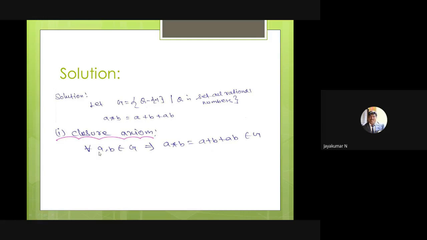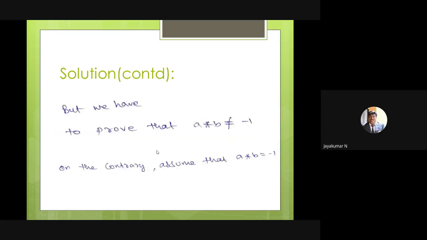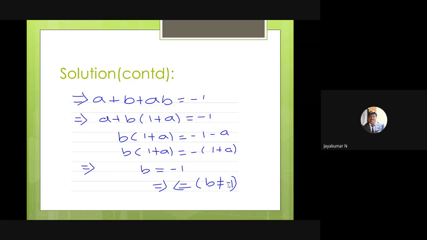That means A is not equal to -1, B is not equal to -1, because I choose A and B from G. So if you choose any element in G which is not equal to -1, so clearly B is not equal to -1, but we arrive at B equal to -1. This is a contradiction to our assumption.